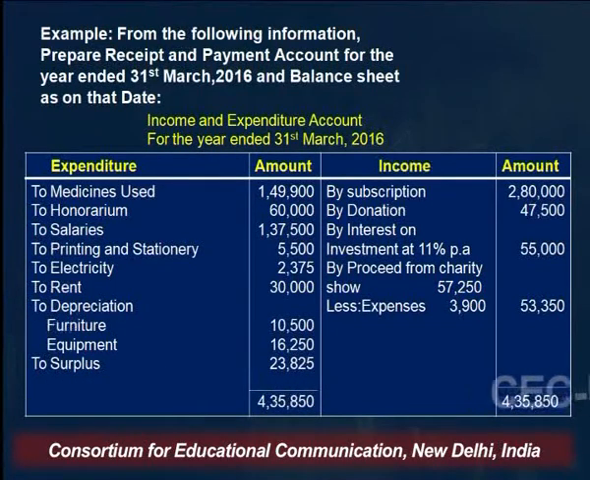Let's have a look at the income side of the income and expenditure account. All the items like subscription, donation. Since donation is shown on the income side, this is a general donation. There are two types of donation, general donation and specific donation. We have already talked about the types of donation in our previous lecture. Since donation is shown in the income and expenditure account, it is treated as a revenue income. So subscription, donation, interest on investment, proceeds from charity, all these are income, and all these incomes are to be shown on the receipt side of the receipt and payment account.